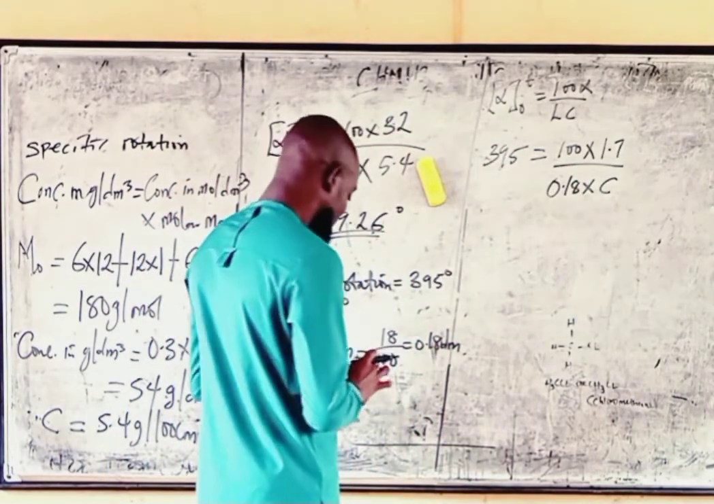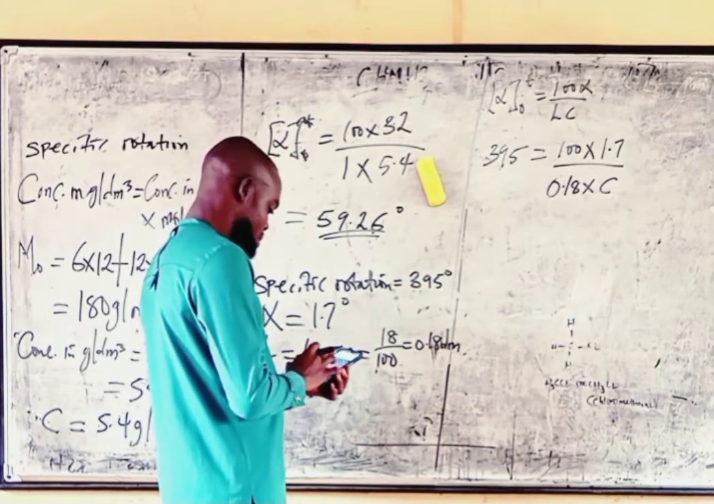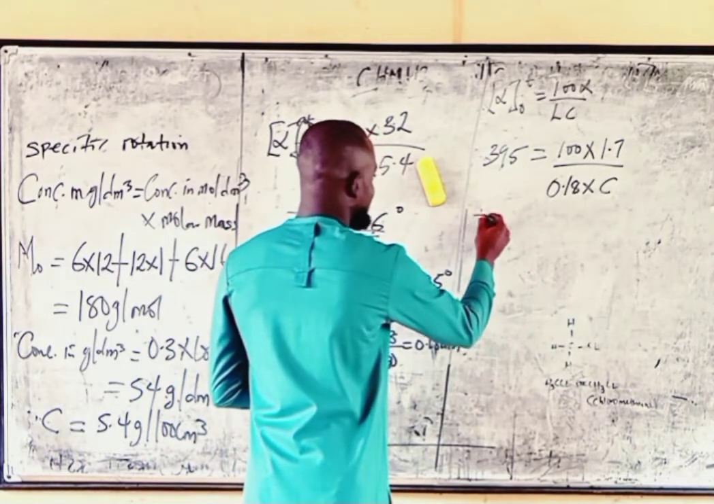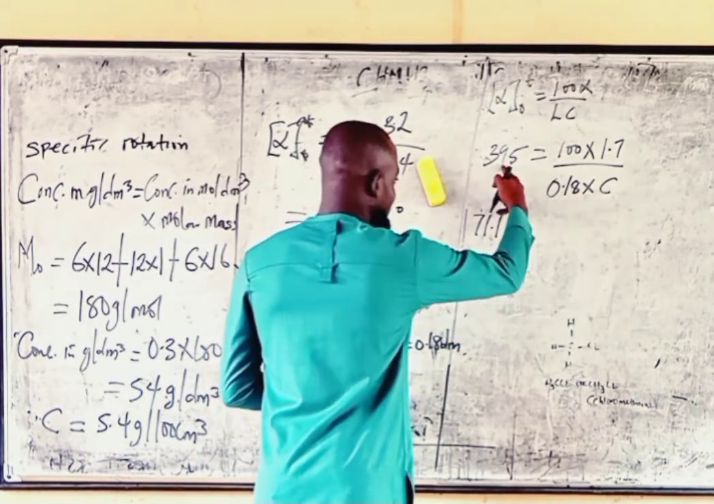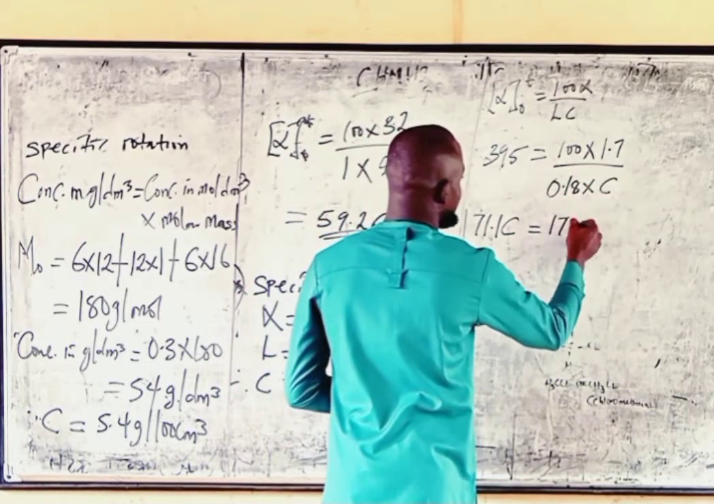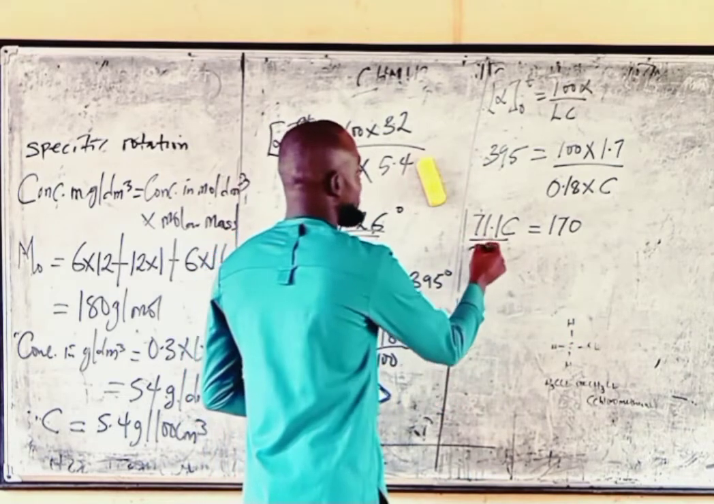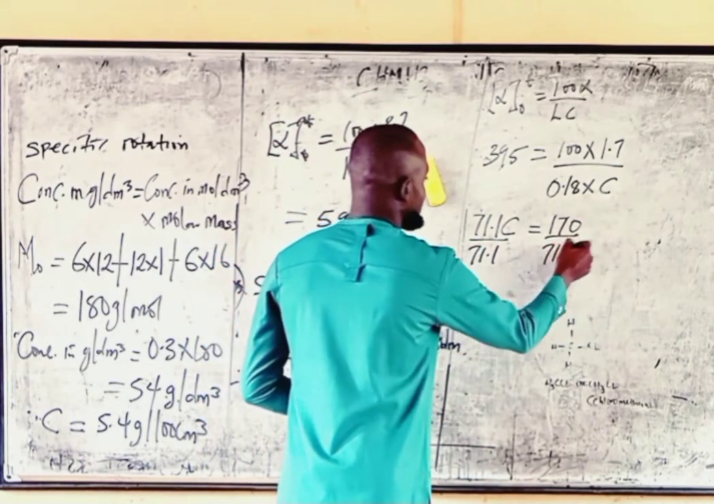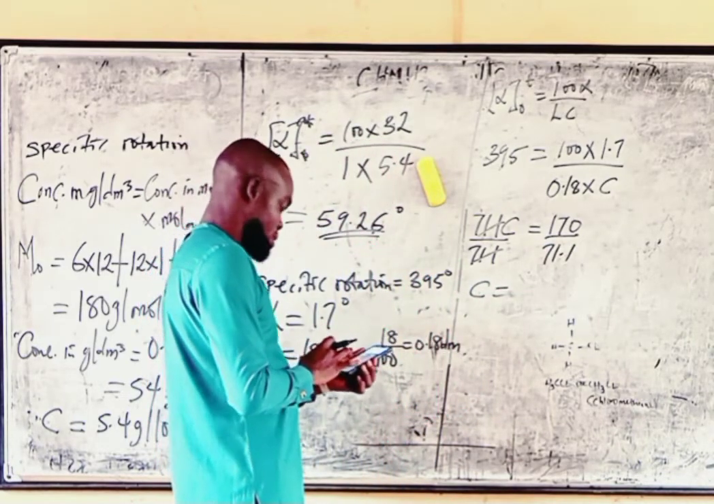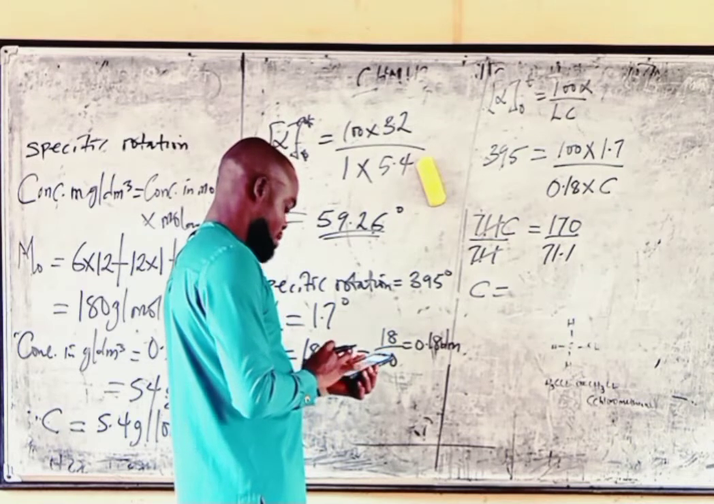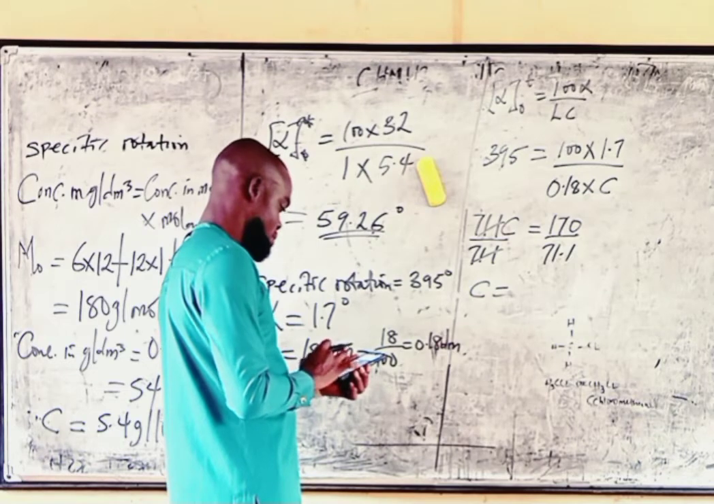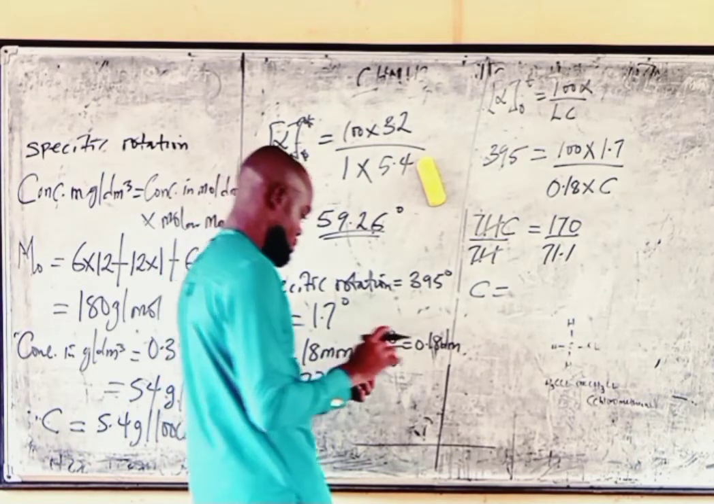The next thing, I'm going to multiply this with this. So 0.18 times 395, what do you have? You're going to have 71.1. So 71.1 times C, because 100 times 1.7 gives us 170. Divide both sides by 71.1, and cancel this, our C will be 170 divided by 71.1.